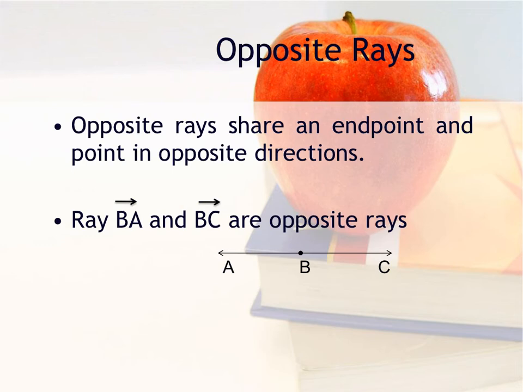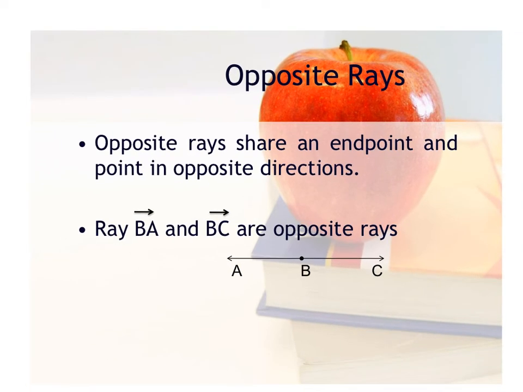The next slide talks about opposite rays. Opposite rays share an endpoint and point in opposite directions. So ray AB and ray BC are opposite rays. So AB goes in this direction, and BC goes in this direction. Notice they both start with B, and then they go in the direction of their other endpoint. So these would be opposite rays. Together, these opposite rays form a line.